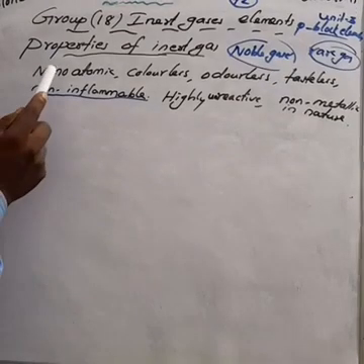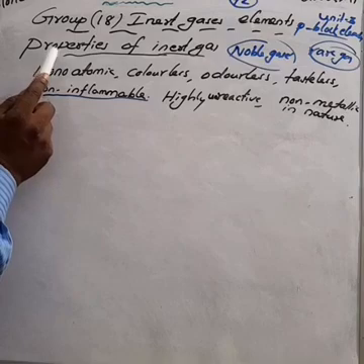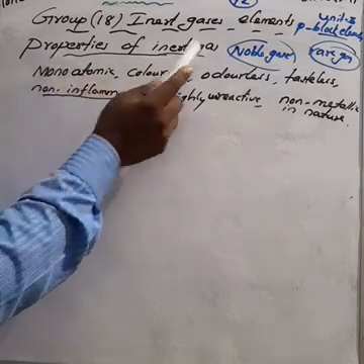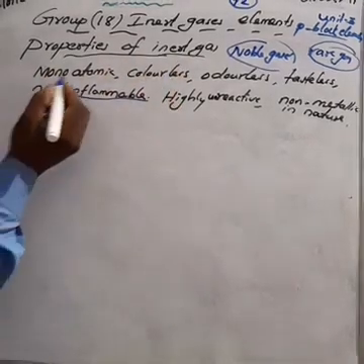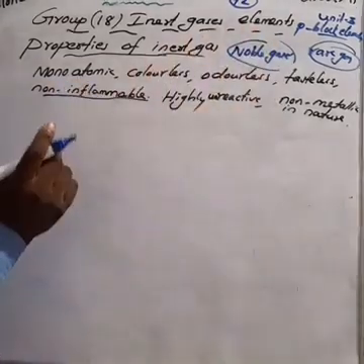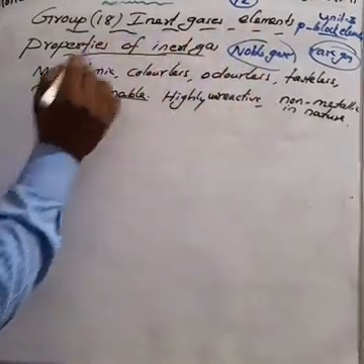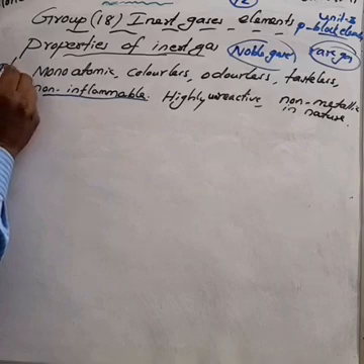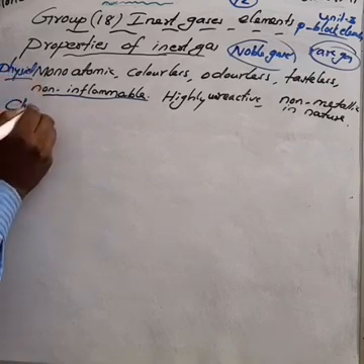Today we are going to discuss the properties of inert gases. That is group 18, inert gas elements. What are the properties? That means physical properties and chemical properties. What are the physical and chemical properties of inert gases?